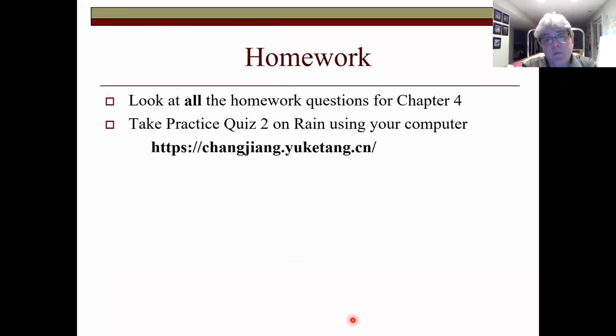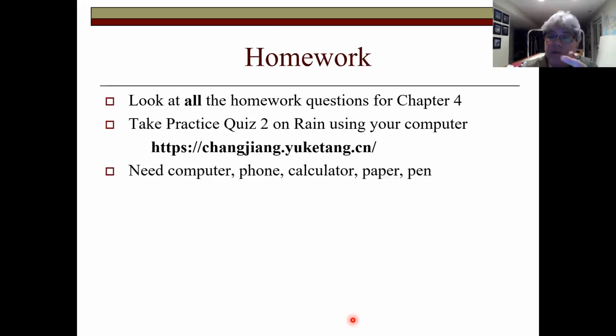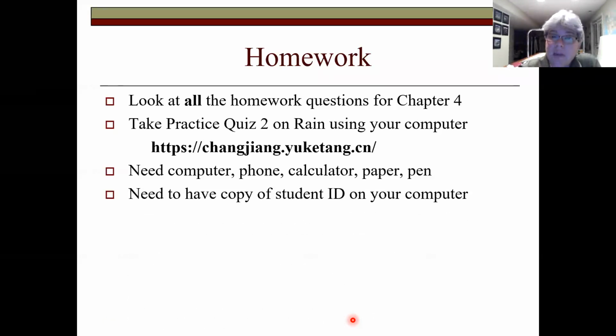Okay, so your homework. You should start looking at all the questions for chapter 4. Make sure you understand them. And then you need to take this practice quiz on your computer. Okay, so you're going to need your computer, your phone. You need a calculator because there's one calculation, paper and pencil. Make sure you put a copy of your student ID on your computer so you can upload that. You do not need to study for this quiz. Okay? Remember, the goal is to just practice using the system. The questions are general. They should be easy to answer.